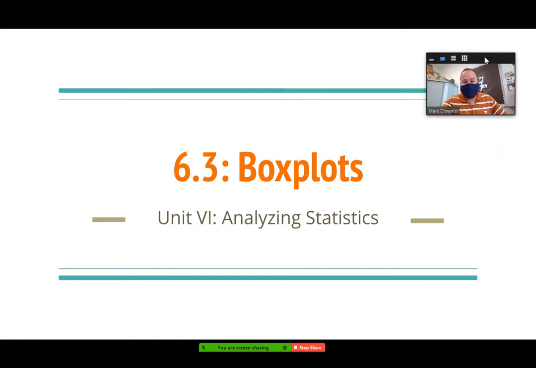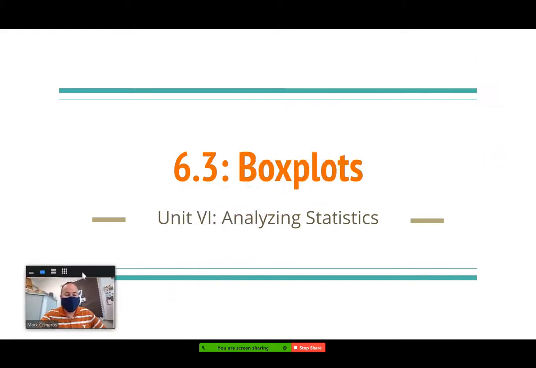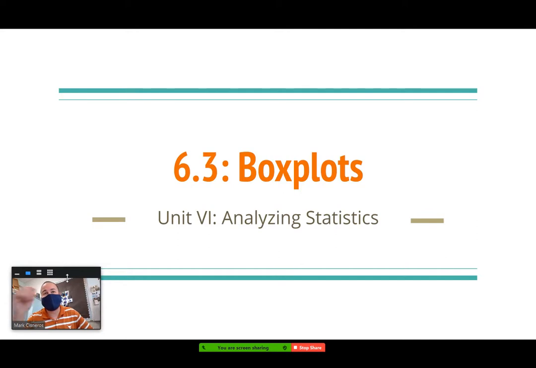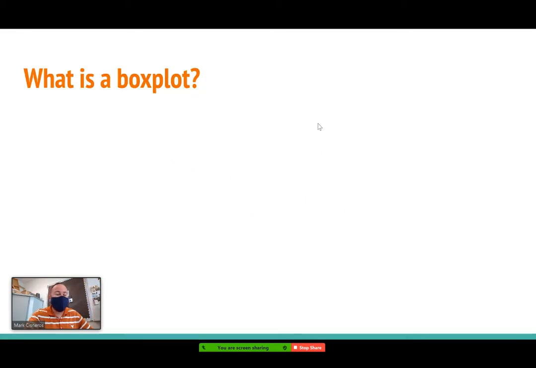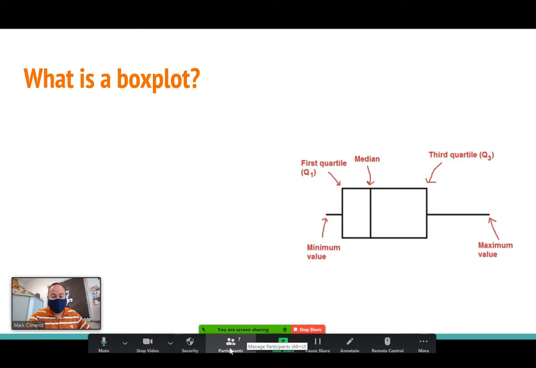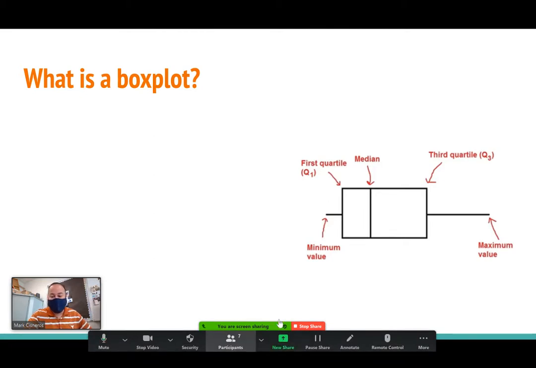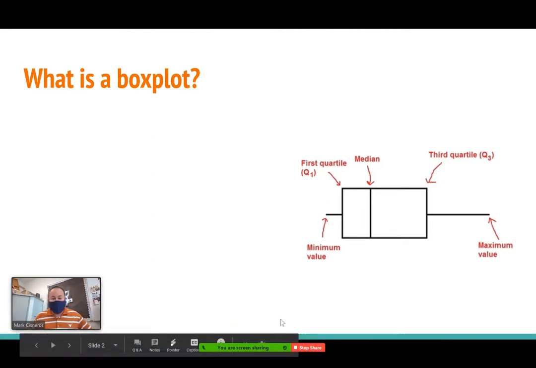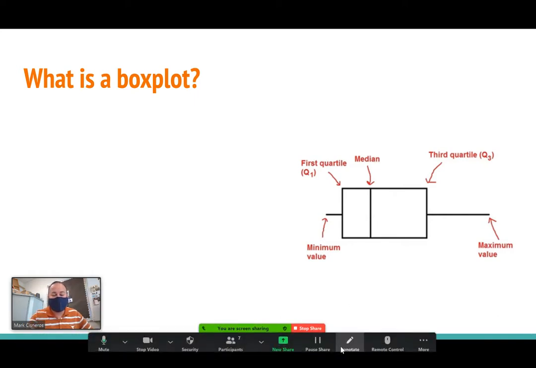So on Friday, what you guys are going to do is explore this last type of graph. It's called a box plot. I think you guys at some point in middle school did a box plot. We lost somebody. It's also called a box and whisker plot. Have you ever seen something that's called a box and whisker plot?